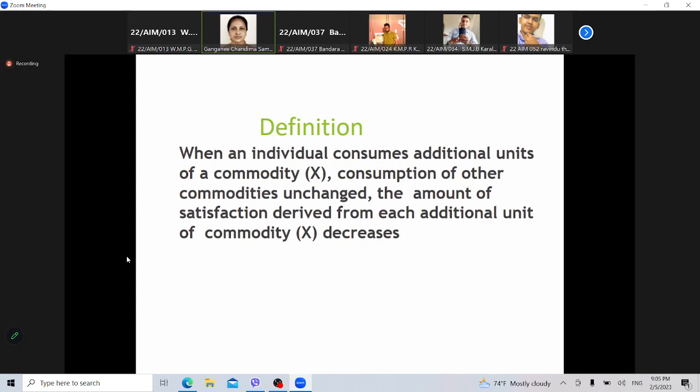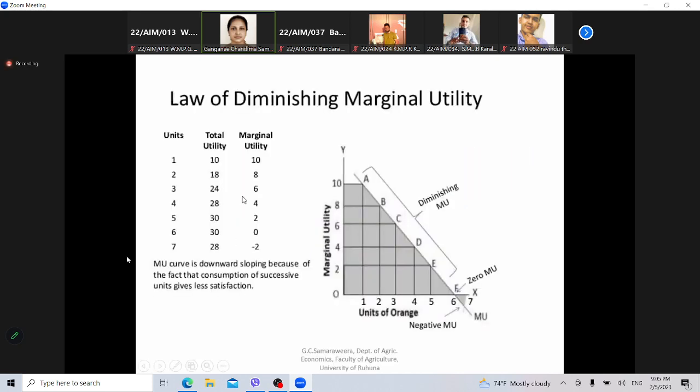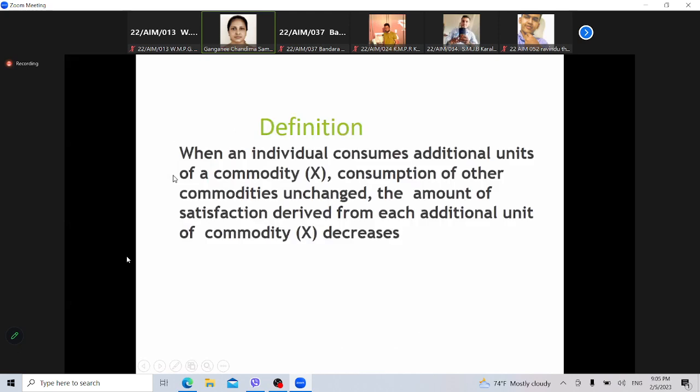The amount of satisfaction derived from each additional unit, that word is very important. Every time, additional unit, because you can remember the total utility is increasing gradually. But see here, total utility is increasing up to here. Any question? Okay. So total utility is increasing, but you can see the marginal utility is decreasing, adding one unit. So it is important to remember that the amount of satisfaction derived from each additional unit of a commodity decreases. Got the point of diminishing marginal utility?